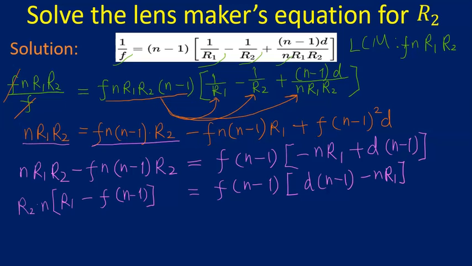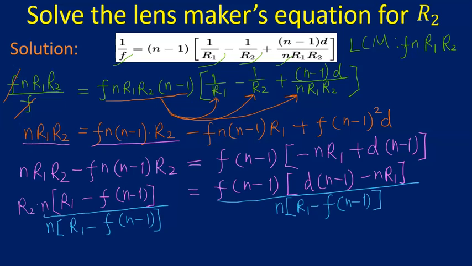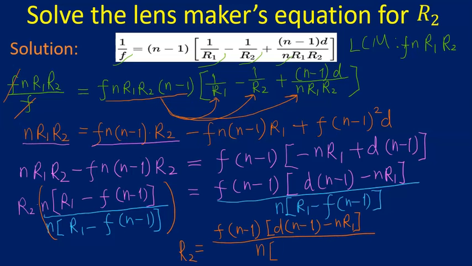Next, I'm going to divide both sides by this quantity. And I'm going to do the same thing to the right-hand side. So the ratio of the numerator and denominator is 1. And we have R2 finally equals this quantity on the right-hand side. And we have just solved for R2 there.